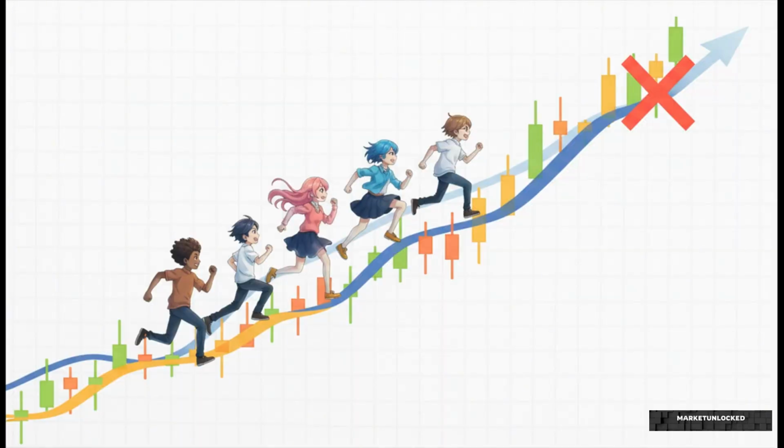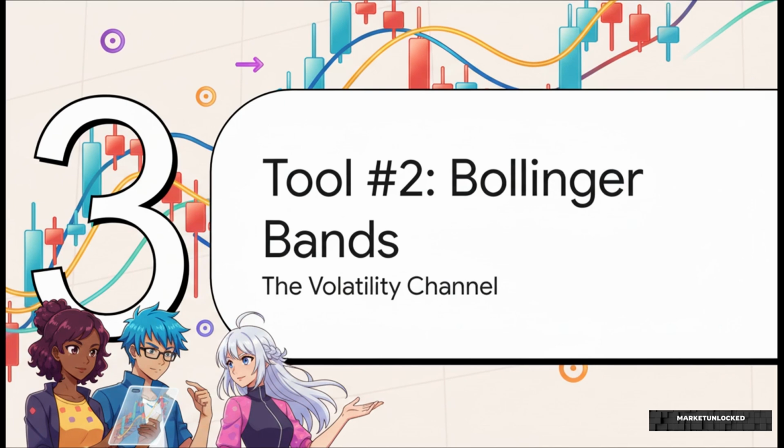The SMA is what we call a lagging indicator. Because it's based on past prices, it's always going to be a step behind. It confirms a trend that's already started. It doesn't predict a new one. And that's super important. It makes it great for confirmation. So we found the trend. Awesome. But, and this is a big but, knowing the direction is really only half the story. So let's move on to our next tool and see how we can build on this.